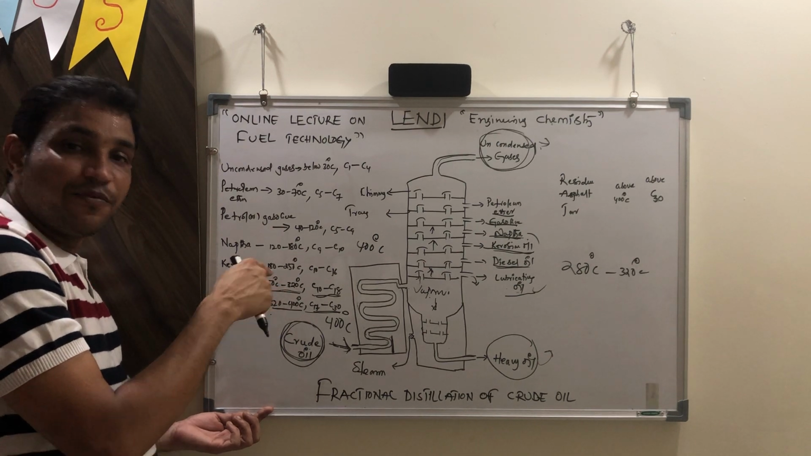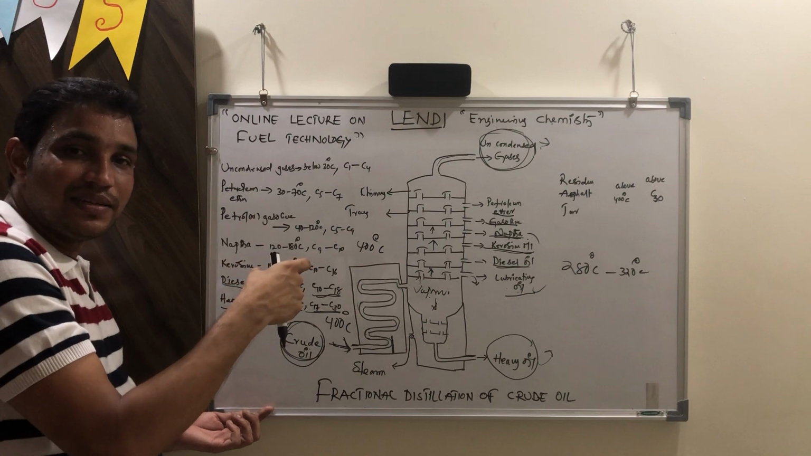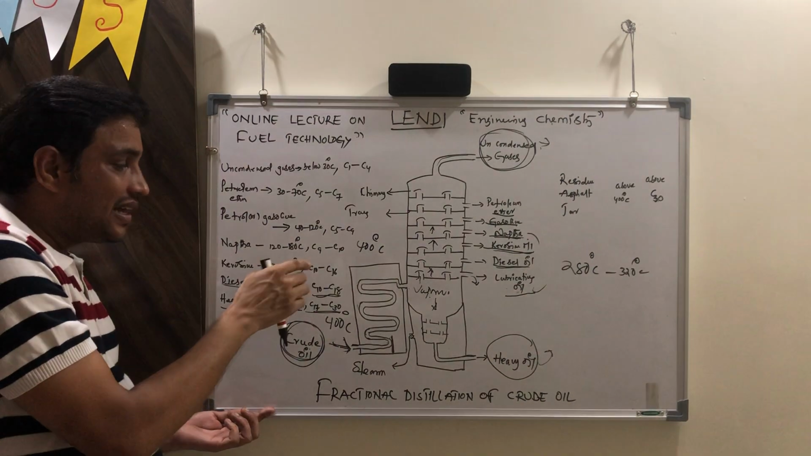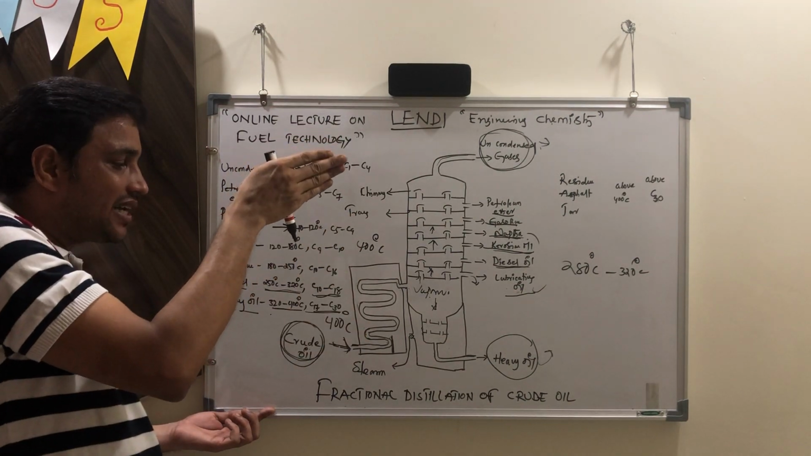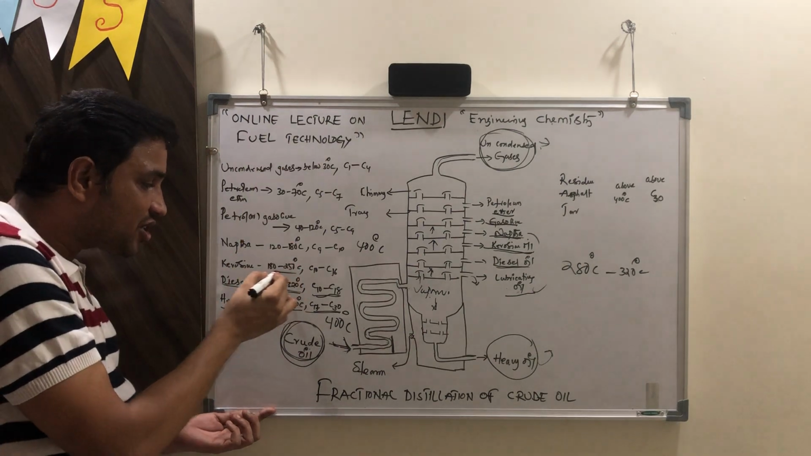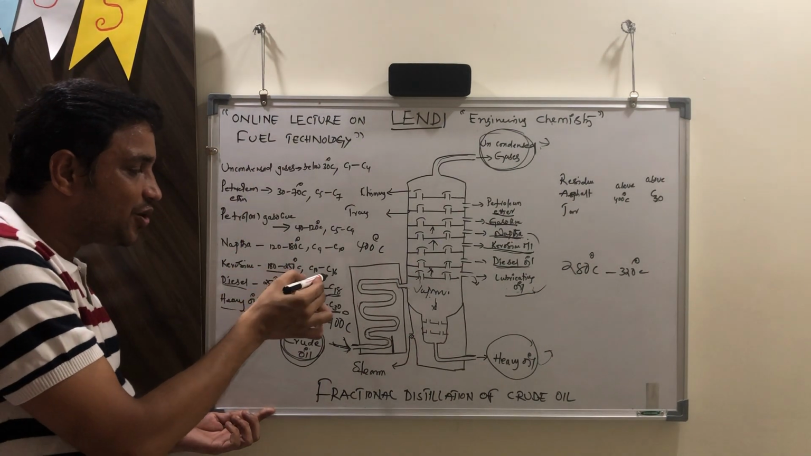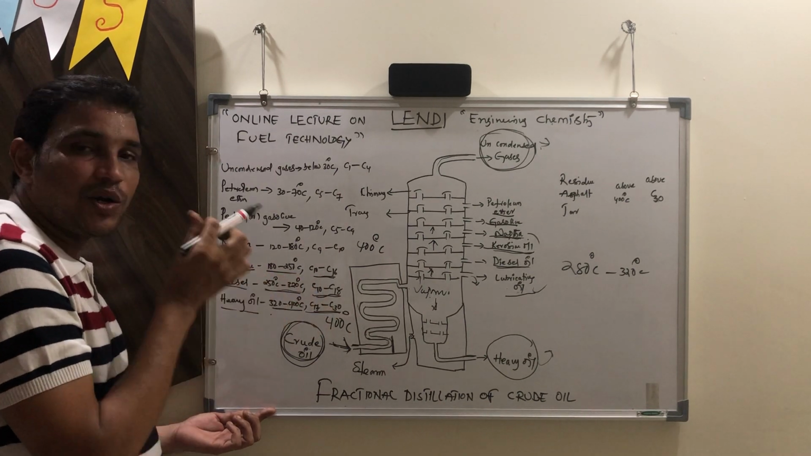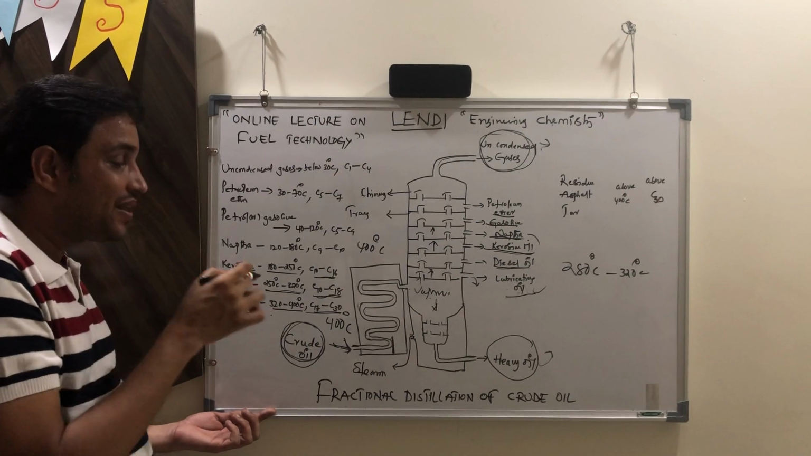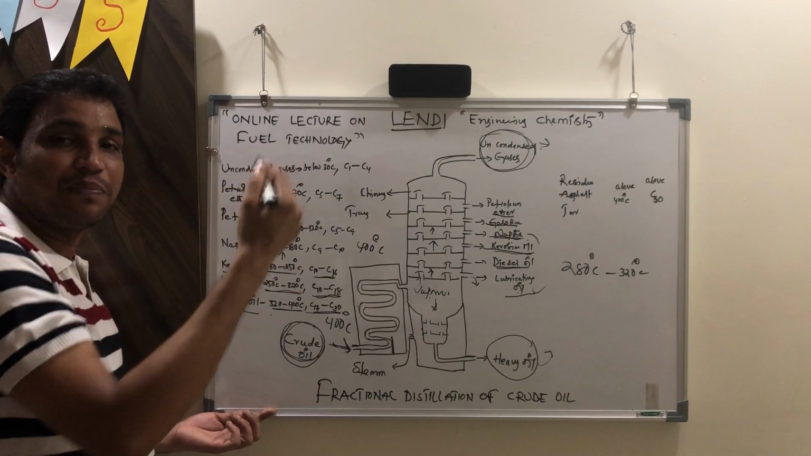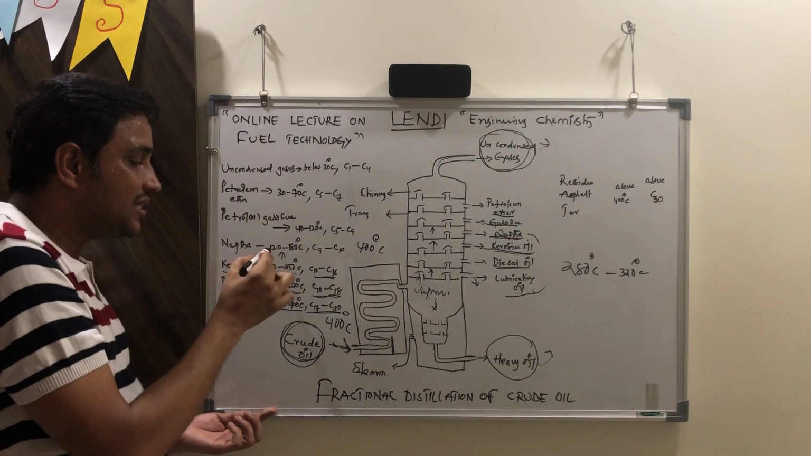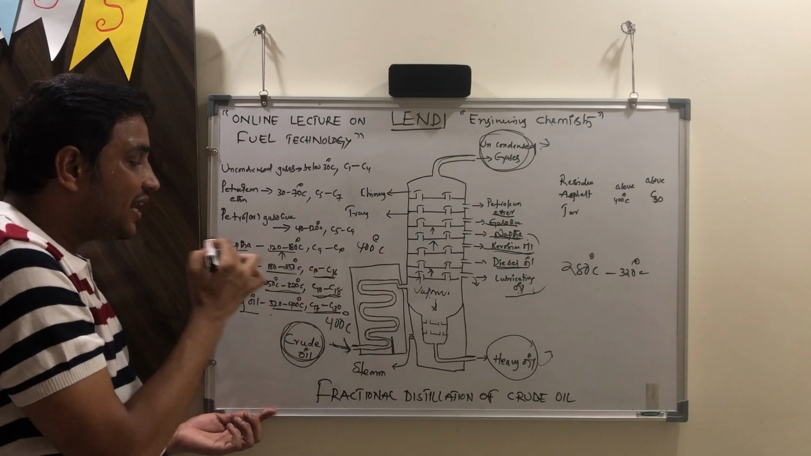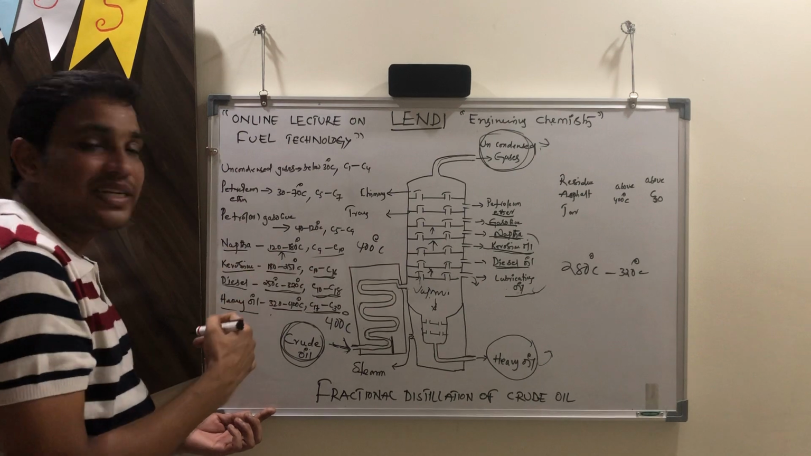250 to 320. If you see the procedure, the vapors move upward and the temperature further reduces to 180 to 250. At the level of 180 to 250 we get kerosene oil, which has C10 to C16 carbons. Furthermore, as the vapors of the crude oil move upward, the temperature again reduces to 120 to 180, where we get naphtha. Naphtha contains C9 to C10 carbons.